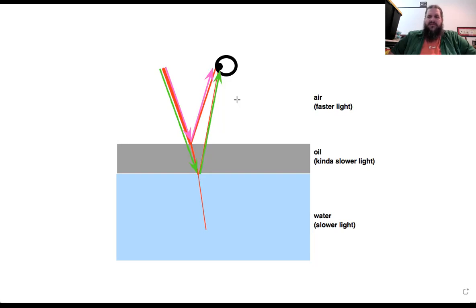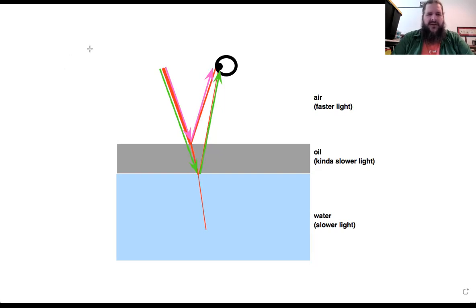And depending on the wavelength, some wavelengths, therefore some colors, will become constructive interference and look really bright. Other wavelengths are going to become destructive interference and not be seen at all. So you only see certain colors bouncing back because those wavelengths lead to constructive interference.